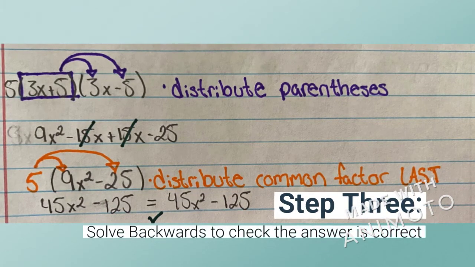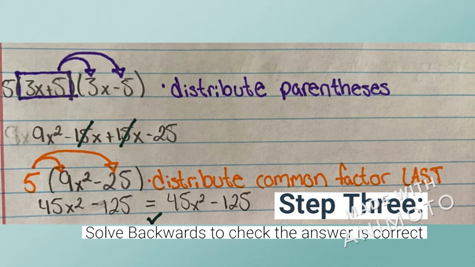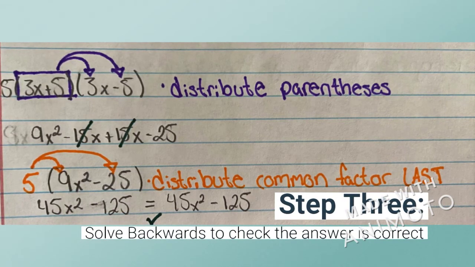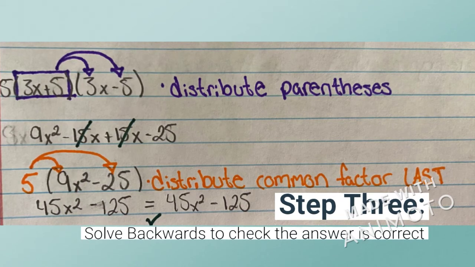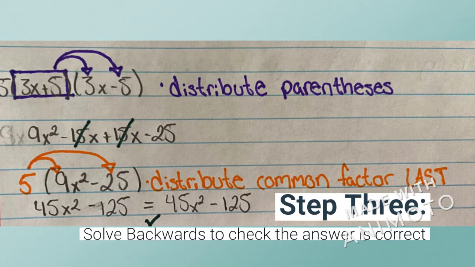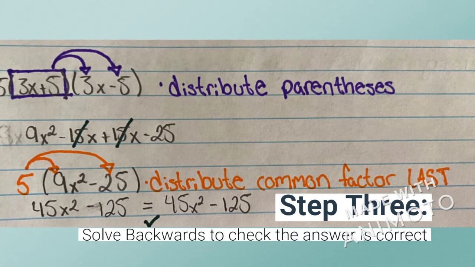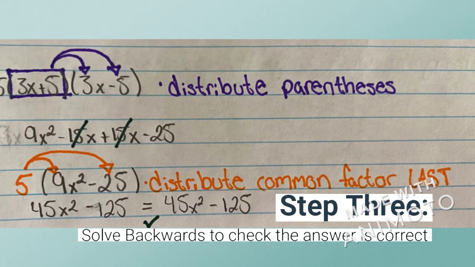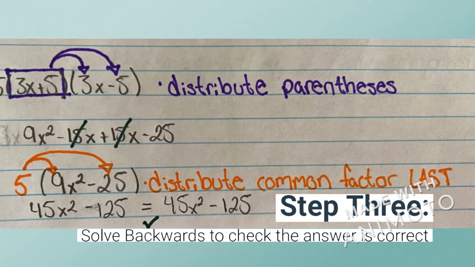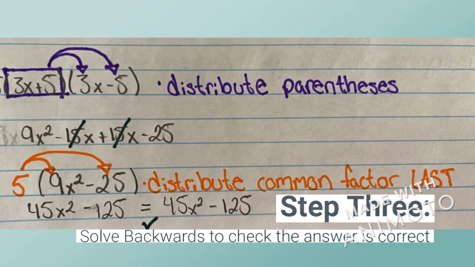Finally, you go ahead and check your equation by distributing the 3x plus 5 into the 3x minus 5, which gives you the 9x squared minus 15x plus 15x minus 25. You cancel both of the like terms because it's a negative and a positive. Then you continue on by distributing your common factor last, which ends up giving you the 45x squared minus 125, which is the same equation you started with.